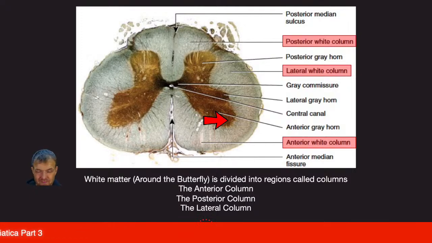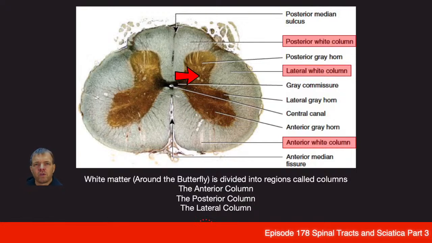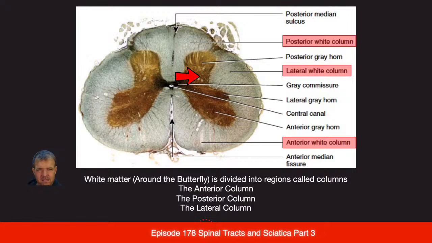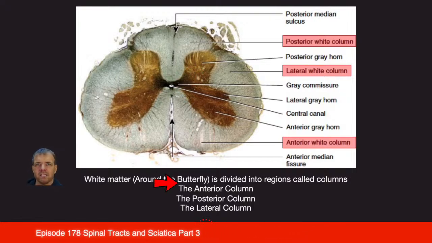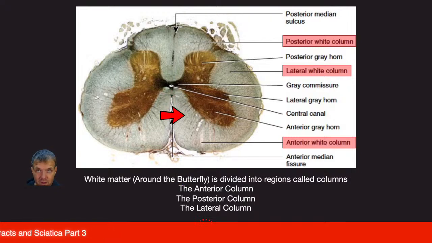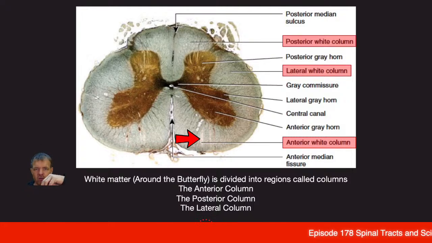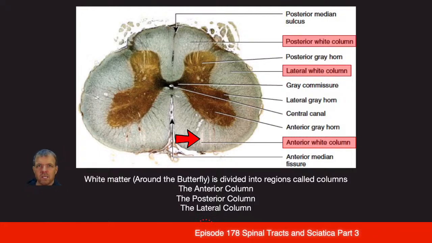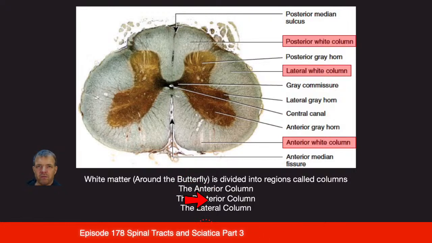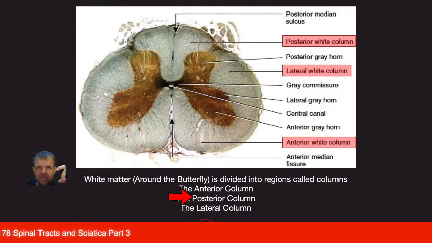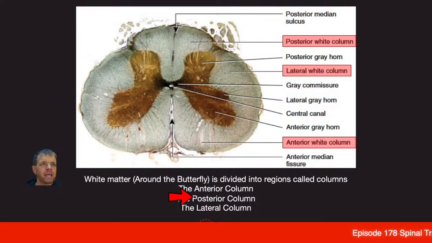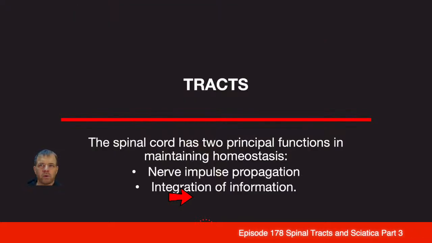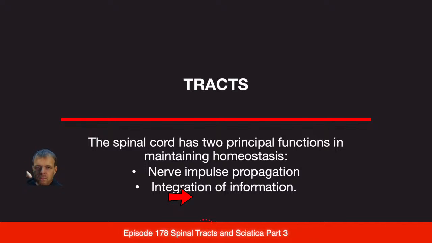And then the white matter, and this is important for the tracts when we come to that in a second. So we're going to do the tracts and then we'll come back to the reflexes, and hopefully it will make a bit more sense then. So the white matter around the butterfly, so all these cells around here, is divided into regions called columns, and the columns extend up and down the spinal cord. So we have an anterior column, a posterior column, and a lateral column, and then there's further divisions of those as well. So we'll have a look at those now. Let me just grab that PowerPoint. Here we go.